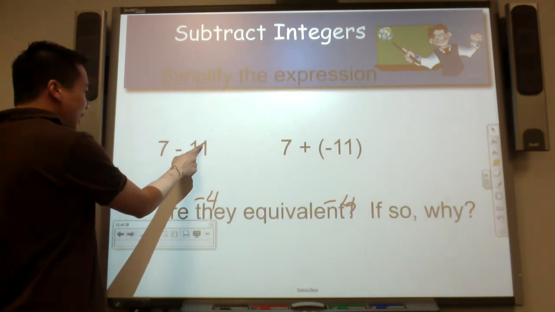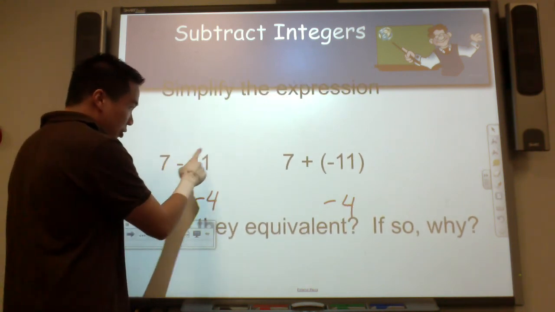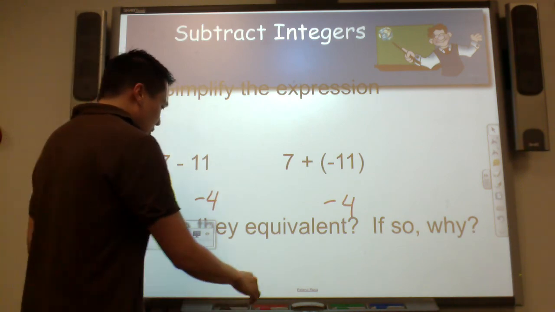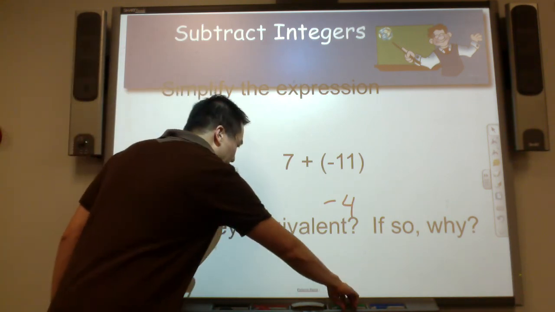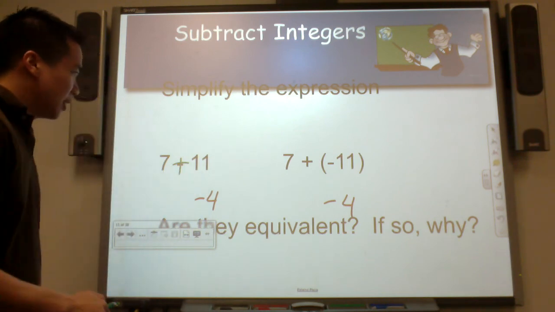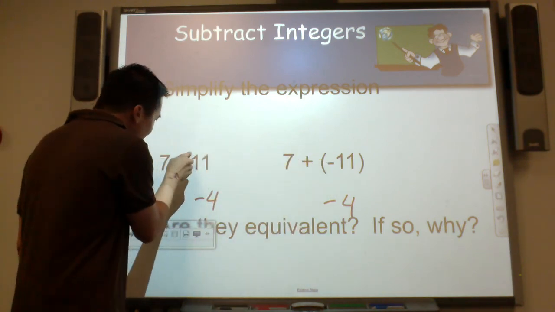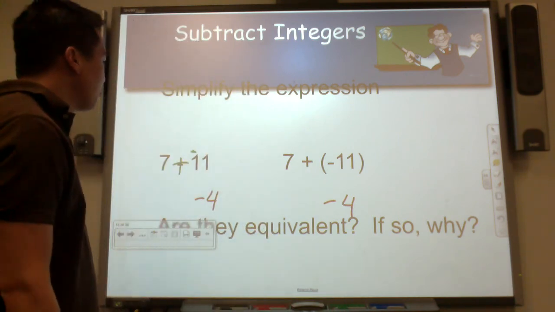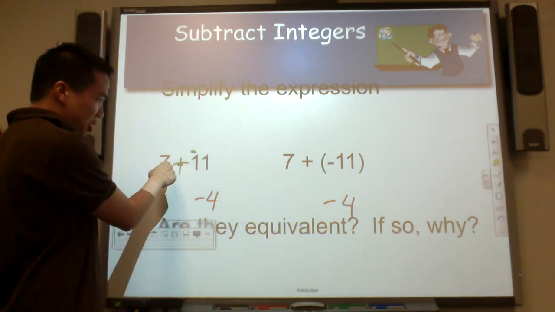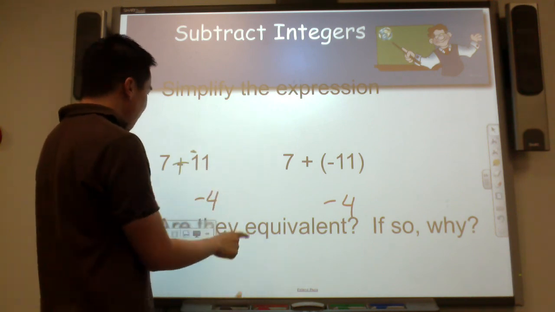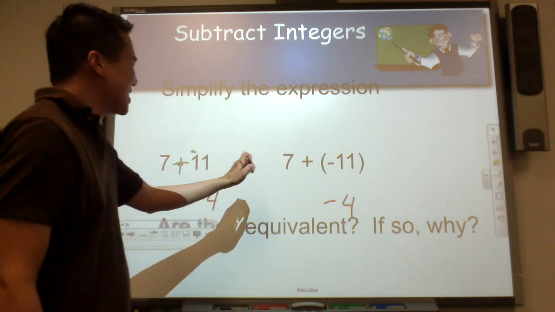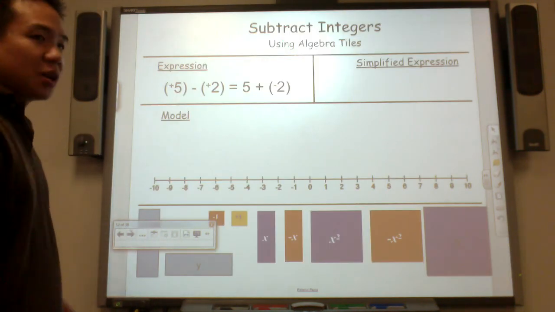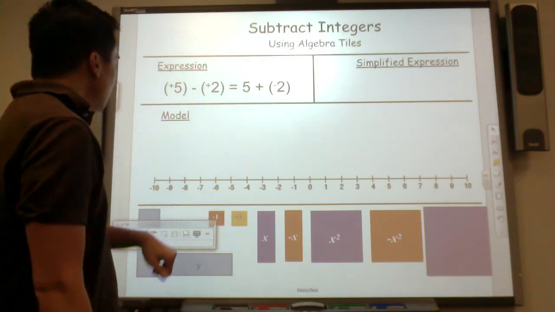So how did they get from here into here? How did they rewrite it? It seems they changed the minus to a plus, changed the sign of the next, and all you do is add them up as if they were a plus. So 7 minus 11 is equivalent to 7 plus negative 11. So let's do some modeling. Let's do a first example.